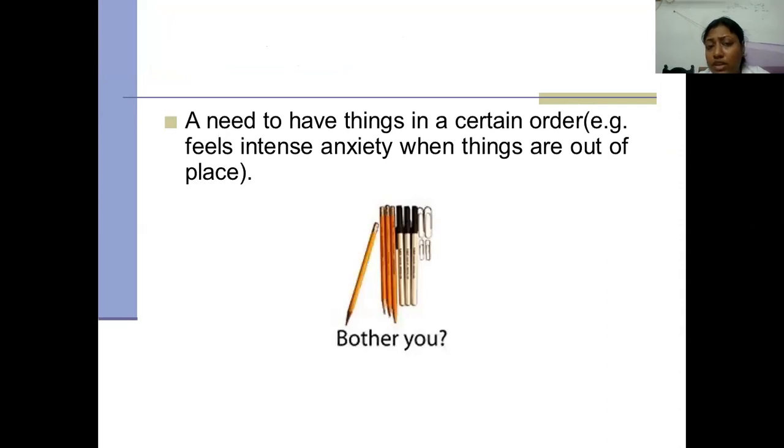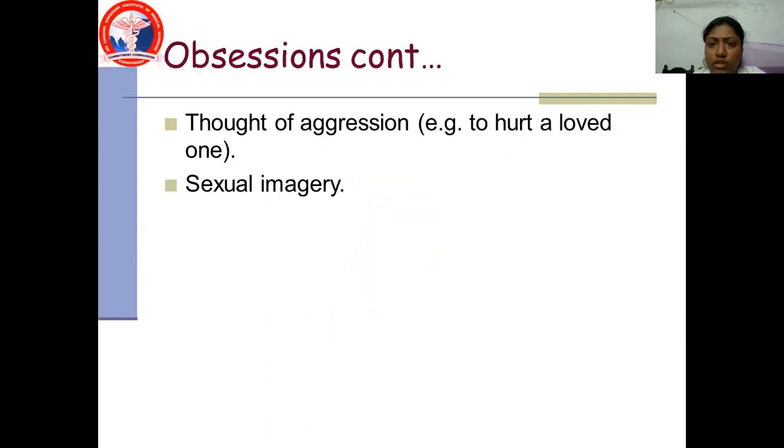Then the symmetry, actually this is symmetry. Like when the pencil is, you can see the picture, you just put it a little bit skewed or deviated from the normal direction, then the person will feel a little bit of anxiety. So this is very common among OCPDs. You can see people who are always keeping their books in perfect lining, without being crooked or inclined or just lying on the shelf. It should be straight and perfect and aligned with all the books, and it should be in height order. So this can be a part of OCPD as well.